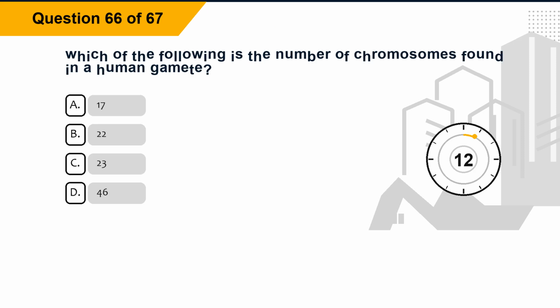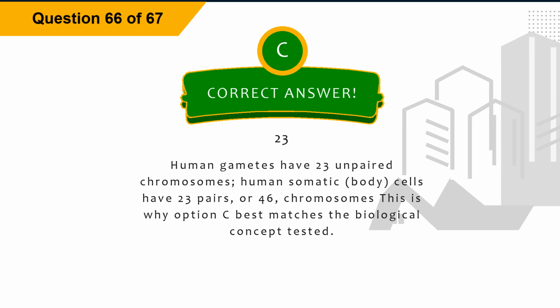Question 66. Which of the following is the number of chromosomes found in a human gamete? Option A, 17. Option B, 22. Option C, 23. Option D, 46. The correct answer is option C, 23. Explanation. Human gametes have 23 unpaired chromosomes. Human somatic body cells have 23 pairs, or 46, chromosomes. This is why option C best matches the biological concept tested.